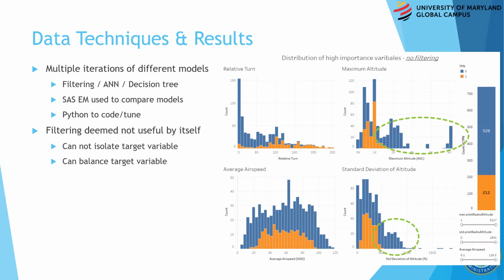So basically I went through that. I talked to filtering here. I also used an artificial neural network and then decision trees. I used SAS-EM to compare all these models, and then I developed the final models using Python so I could tune them a little bit better and run them a little bit quicker.